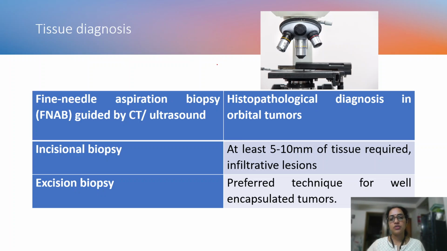What about tissue diagnosis? It gives you the final diagnosis depending on what you should plan your treatment. So it can be done by a fine needle aspiration biopsy guided by CT or ultrasound, or incision biopsy or excision biopsy. So depending on your histopathological diagnosis, you can establish the cause for the proptosis or orbital disease.